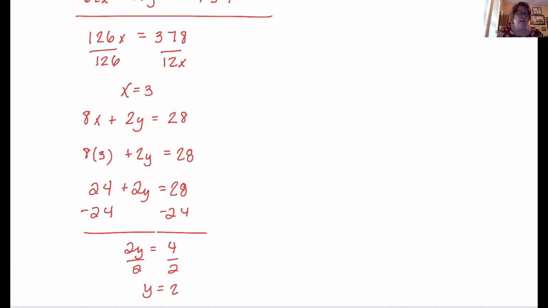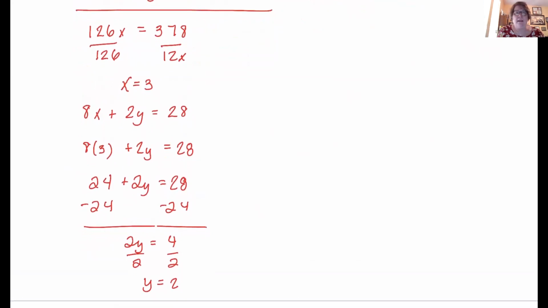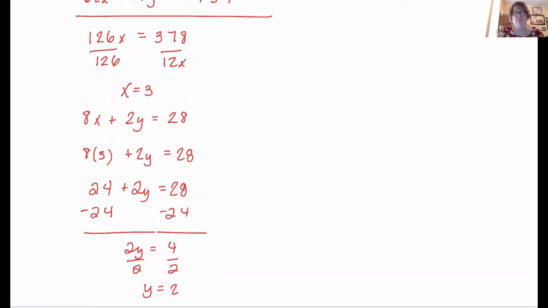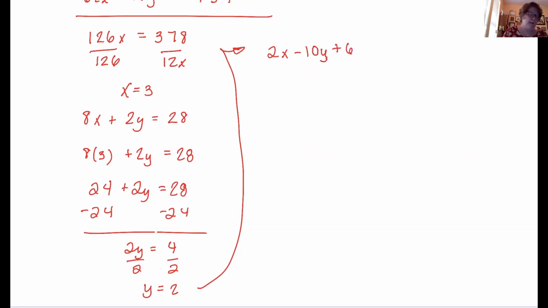Now I need to find z. So I'm going to back substitute in one of the three original equations to find z. I'm going to choose the first one simply because the coefficient on the z was a positive number. So I have 2x minus 10y plus 6z equals 28. So plug in 3 for x and 2 for y. Solve for z.